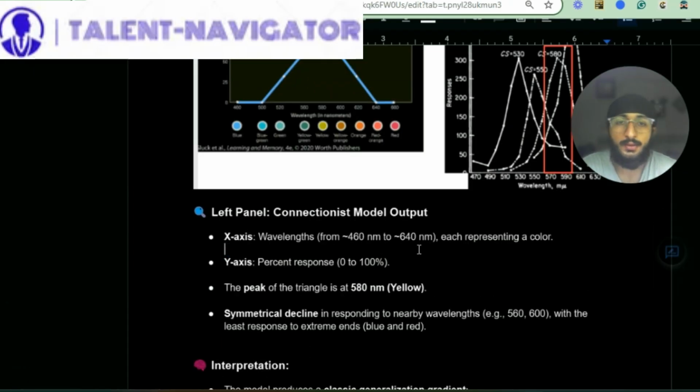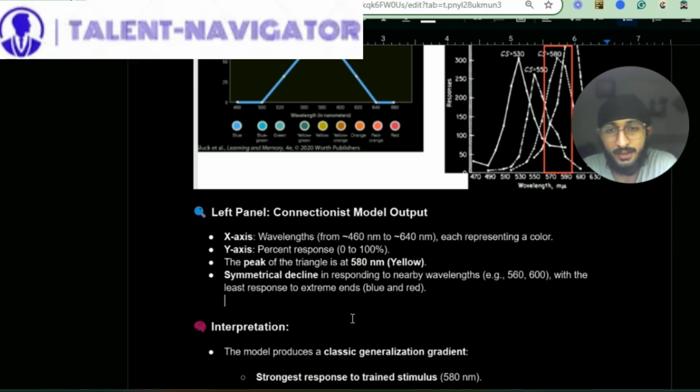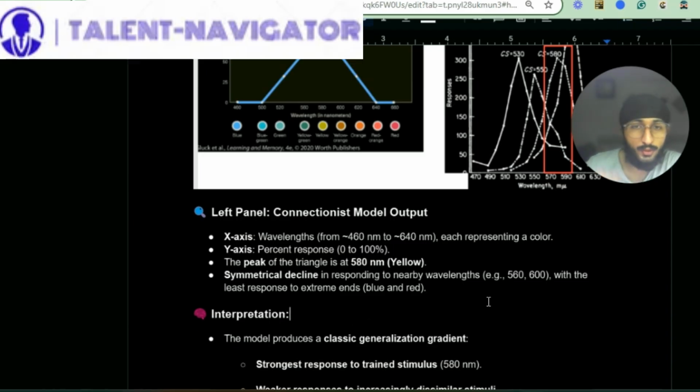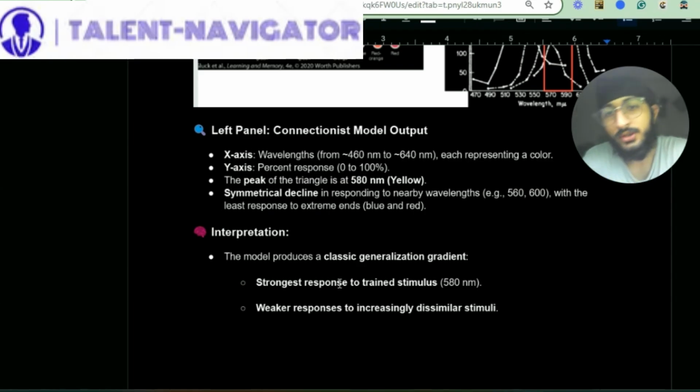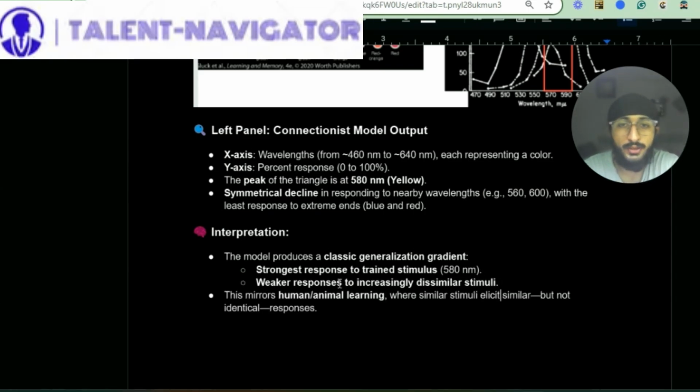Now, x-axis wavelengths are shown for each color, y-axis is percent response, so the peak of the triangle is at 580 nanometers. Symmetrical decline in responding to nearby wavelengths, with the least response to the extreme ends, blue and red. Now the interpretation is that the model produces a classic generalization gradient, strongest response to the trained stimulus, 580 nanometers, which is yellow in color, and weaker responses to increasingly dissimilar stimuli.